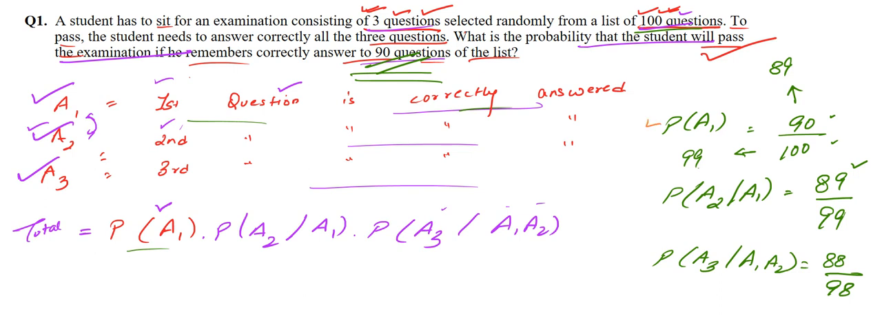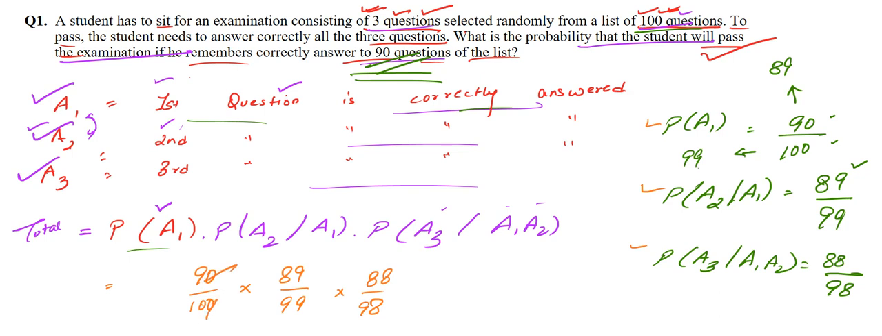So here we have got all the three probabilities. We can multiply them and get our answer. So this is 90 by 100 into 89 by 99 into 88 by 98. If you want, you can leave the answer here only, but if you want, you can calculate this. This is an easy calculation which can be done very easily.